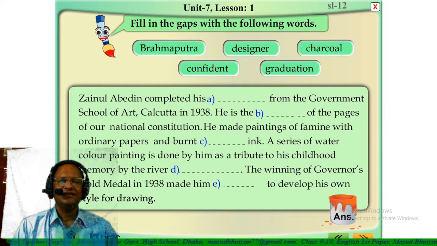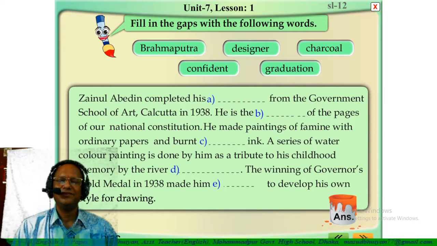Dear students, now it's time to do another activity. It is gap filling. Here we find five words. These are Brahmaputra, designer, charcoal, confident and graduation and a passage. Now I will read the passage.